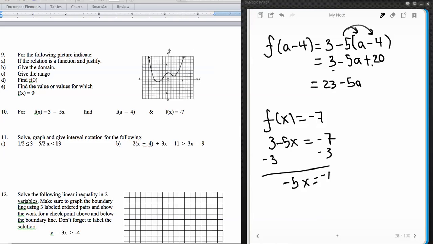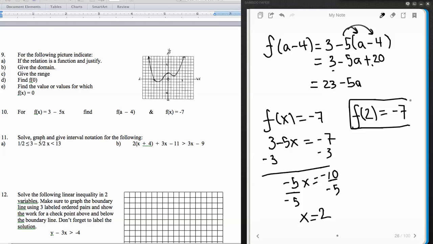And then once we have that, then we multiply by the reciprocal here and here. And once we have that, then we have our value for x. So x is equal to +2. So in other words, we have f of 2 is equal to -7. And that would be our solution in that one. So not only can we evaluate with function notation, we can also do a solution of an equation through function notation.